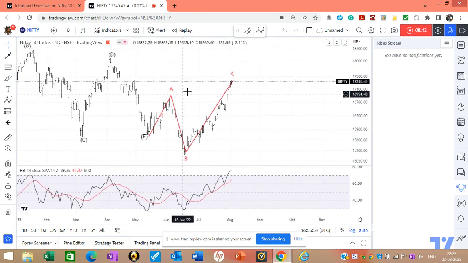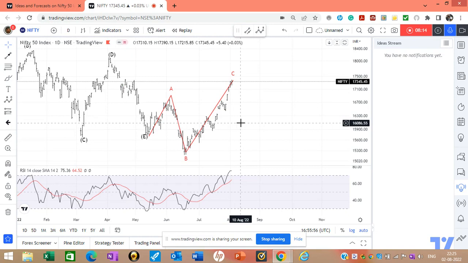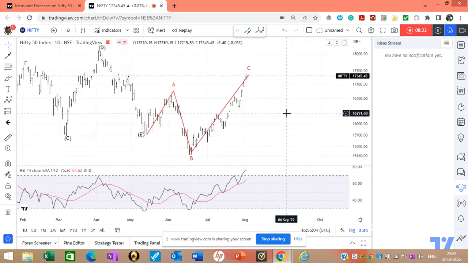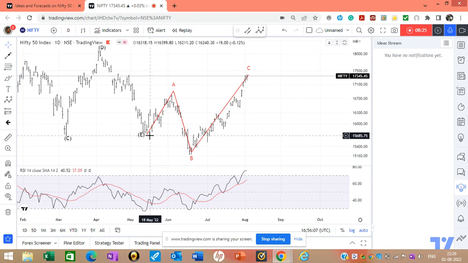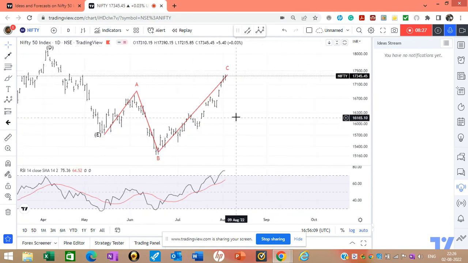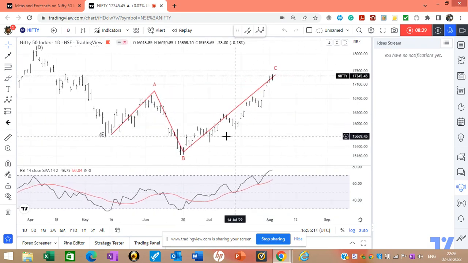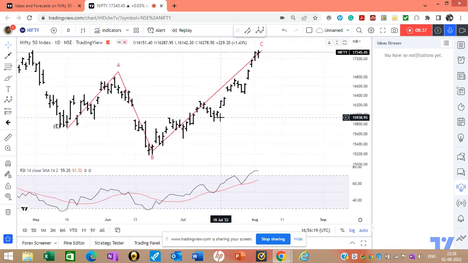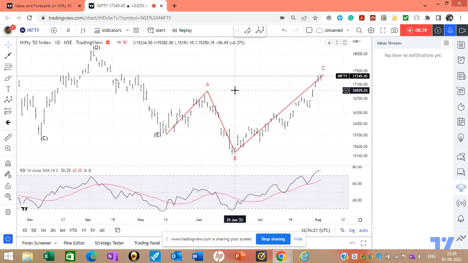And this is an expanded flat correction, which is very common. The only problem in an expanded flat correction, the triangles appear in wave C, A, B, C, D, E kind of waves. So this is an expanded flat correction. I'll just show you one more.